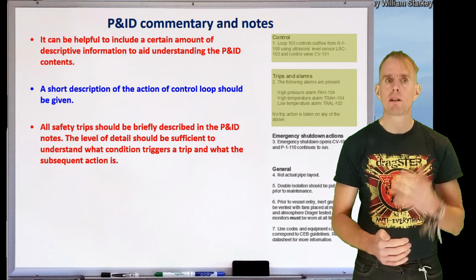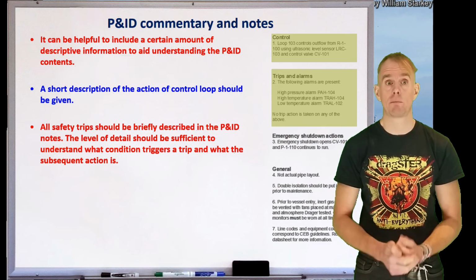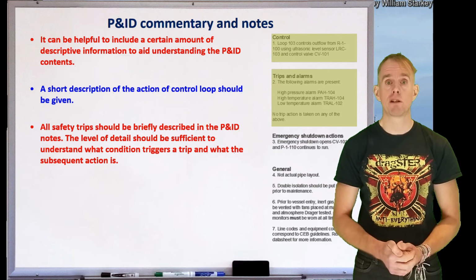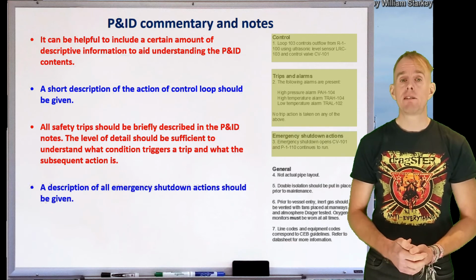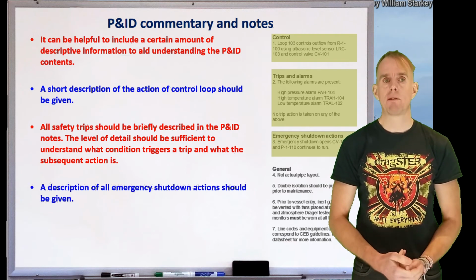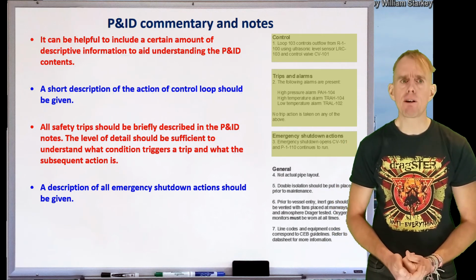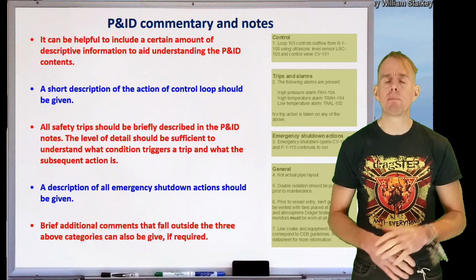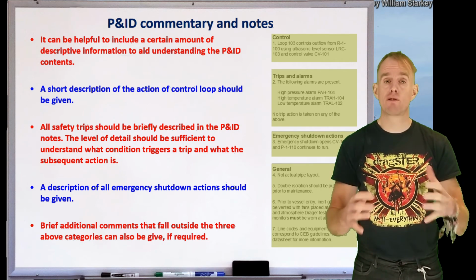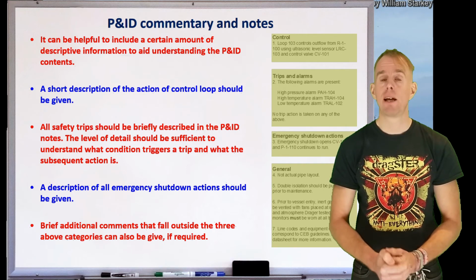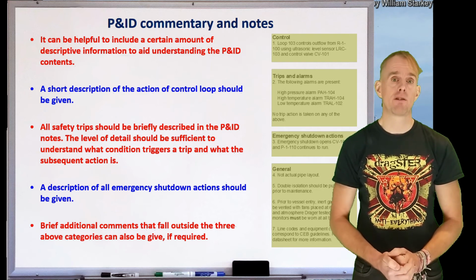We want to give safety information. Trips and alarm systems are going to be segregated from control systems, because if we have a control system fail, we don't want our safety system to fail. And so we need to detail what emergency trips and alarms we have. Then we need to detail what happens in an emergency. What shuts down, which valves open, which valve closes, which valves stay the same. Finally, we want to make sure that if there's any other additional pieces of useful information, that they get captured too. And so we've got this section of general information that may include, for example, information about double isolation, information about safe vessel entry, and so on and so forth.